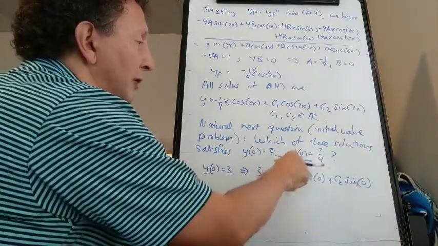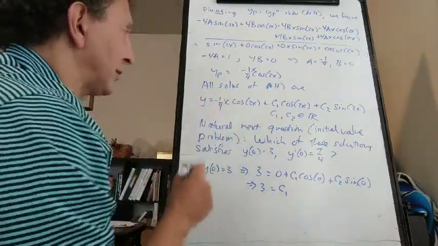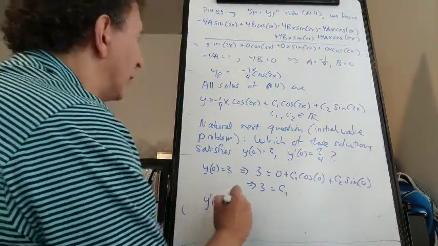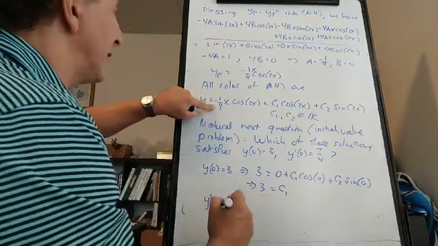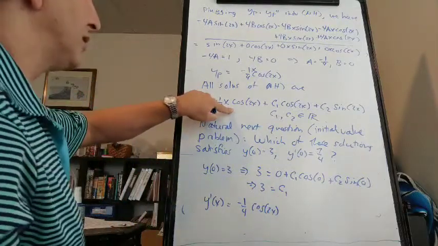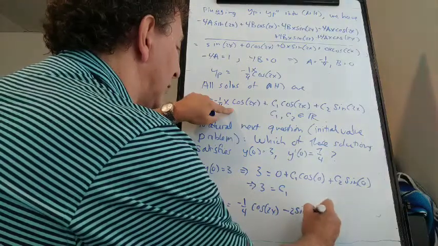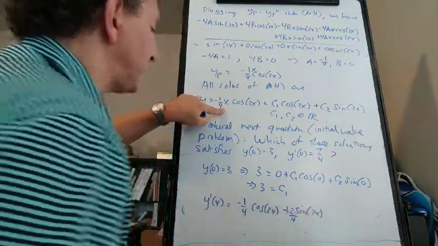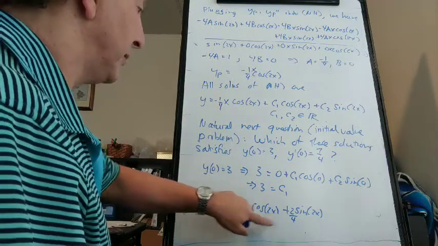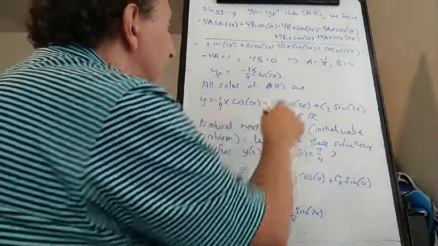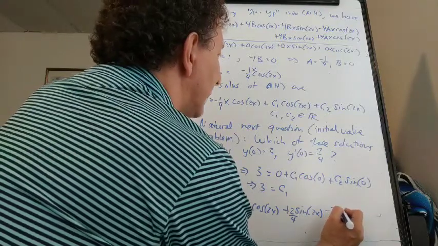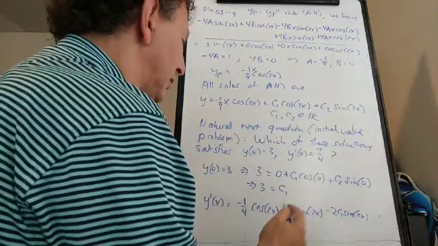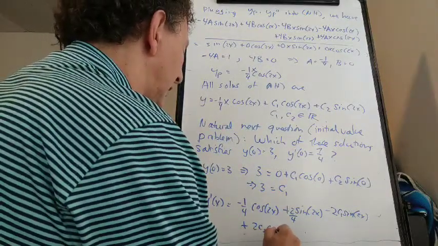All right, now for y prime of 0 to be equal to 7/4, we need to differentiate so we have an expression for y prime of x. So y prime of x equals, product rule here, negative 1/4 times the derivative of the first times the second, cosine of 2x, plus the derivative of the second, minus 2 sine 2x, times the first. So make that a plus, divided by 4. Derivative of the first times the second plus derivative of the second times the first. And then the derivative of this is minus 2c1 sine of 2x, and the derivative of this is plus 2c2 cosine of 2x.